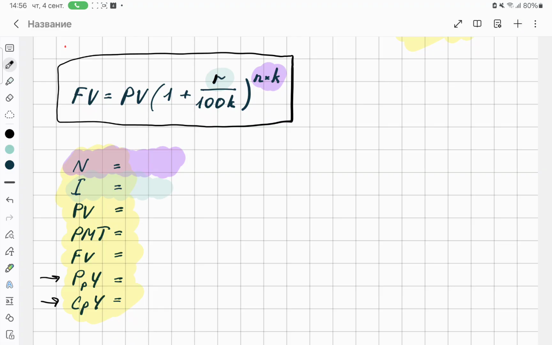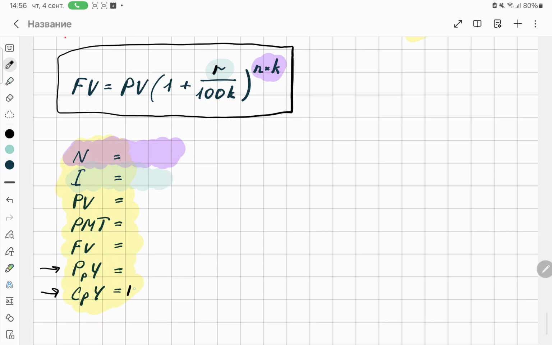Okay, payments per year is usually explicitly or implicitly shown in the question. So once it says compounded monthly, it means that CPY is equal to 12. Payment could be monthly payment, annual payment, semi-annual payment, and so on. So it depends on the question, okay? Right.